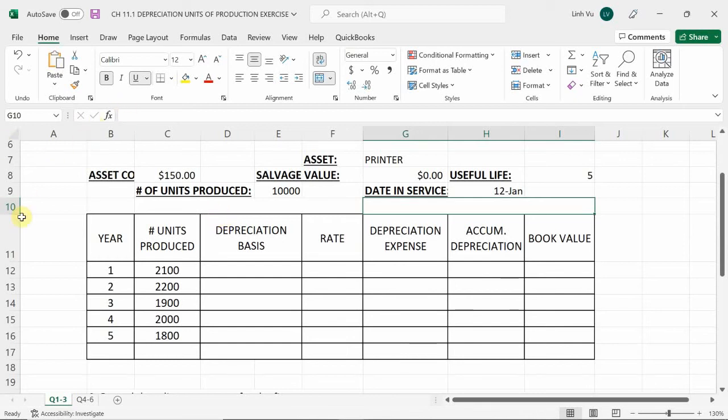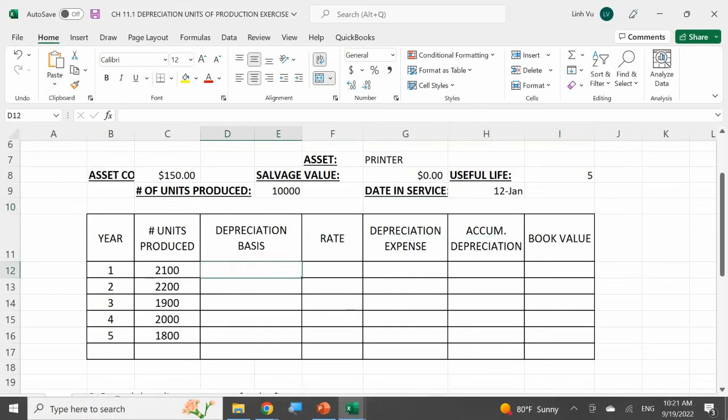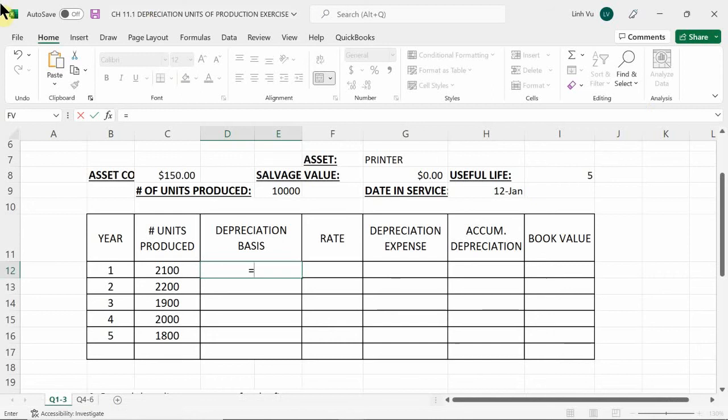So if in the first year I produce a total of 2,100 units, let's determine what my depreciation basis is going to be. So what's my depreciation basis? It would be $150, because it's your asset cost minus salvage value.